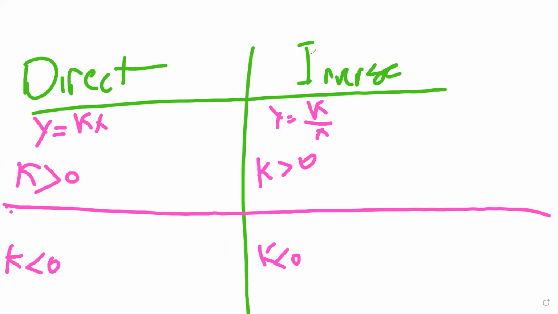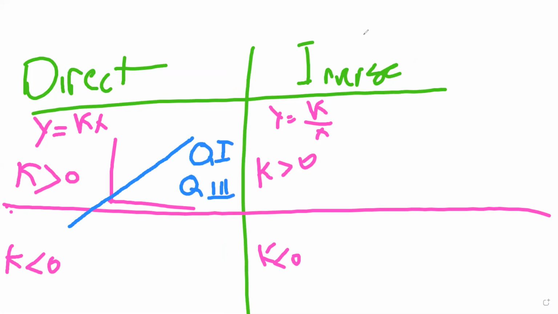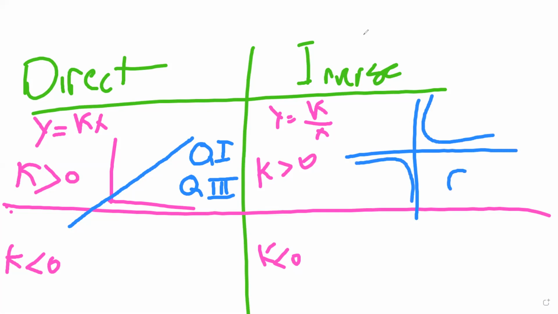If k is greater than 0 and direct, we have the graph like this. It is in quadrant 1 and quadrant 3. And if it is inverse, it comes like this, and it is also in quadrant 1 and quadrant 3. If it is direct, it can intercept the axis, but if it is inverse, it must not intercept the axis.